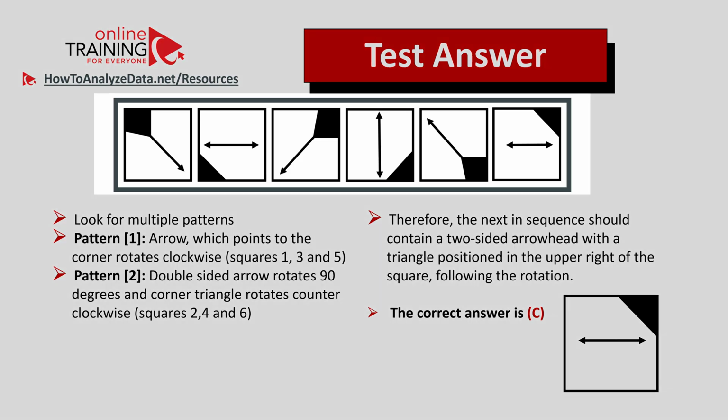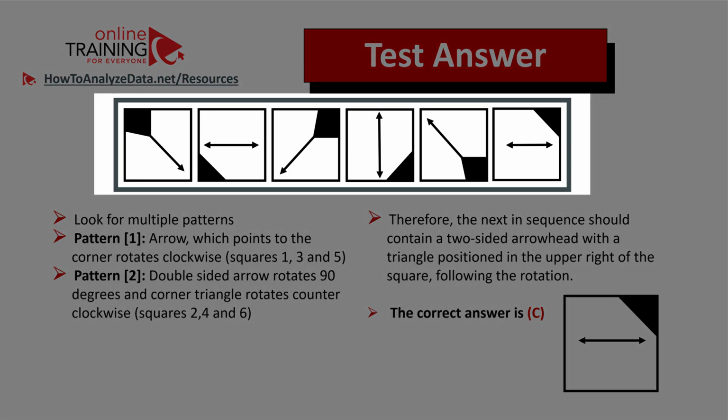As always, my recommendation for you is look for patterns. And there are 2 key patterns present in this question. One pattern is in squares 1, 3, and 5. What we see here is an arrow which rotates clockwise, specifically the core of the arrow. So the first one is in the upper left corner, then in square number 3, it moves into the upper right corner, and then in square number 5, it moves to the bottom right corner.